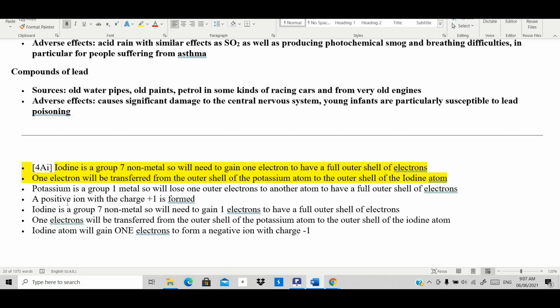Now, iodine is a group 7 non-metal. Okay, it's in group 7, a non-metal. This means it has 7 electrons in its outer shell.